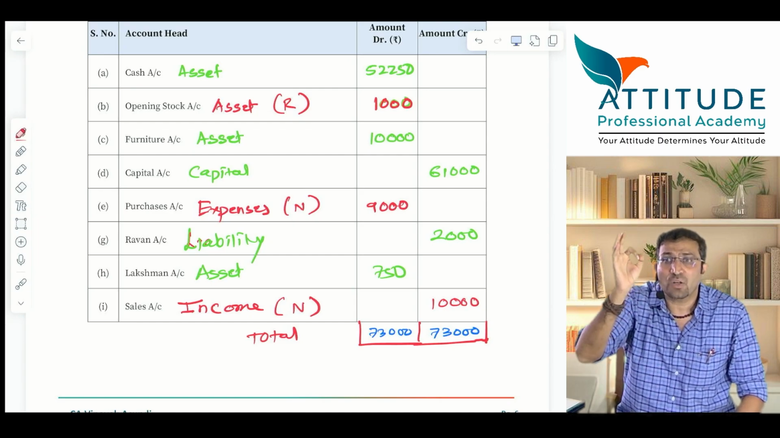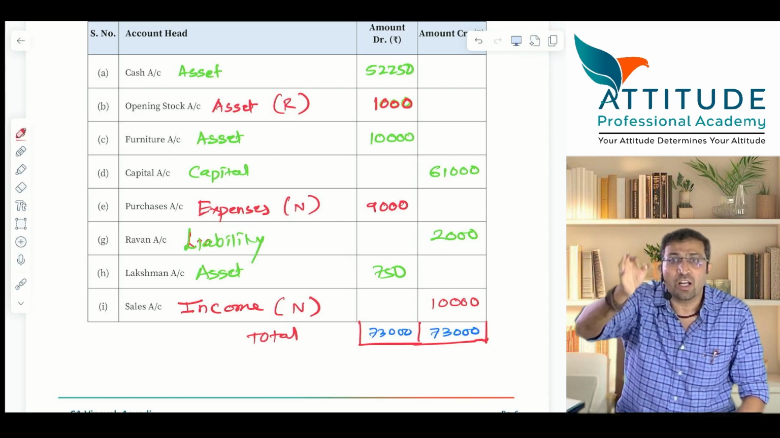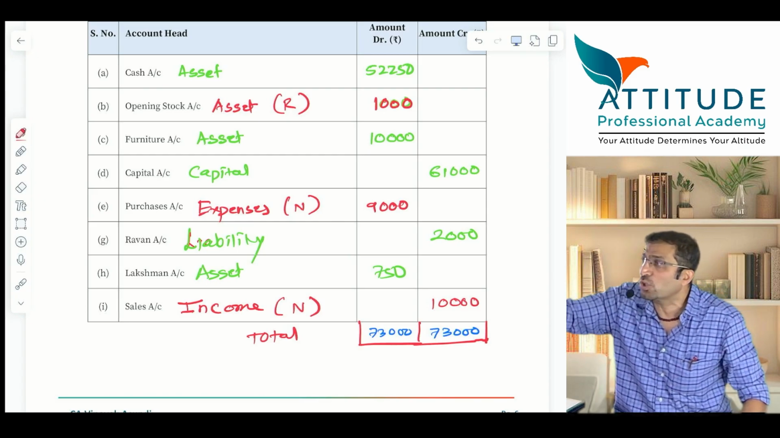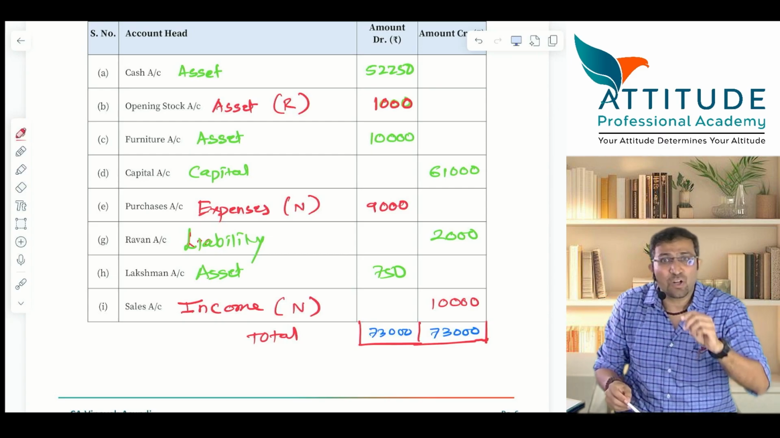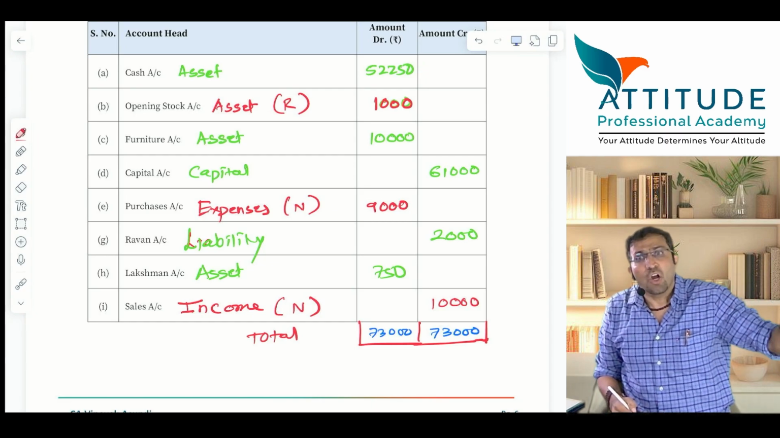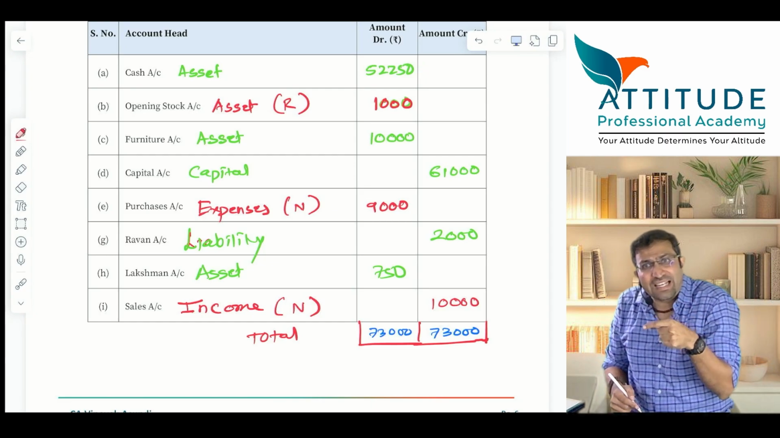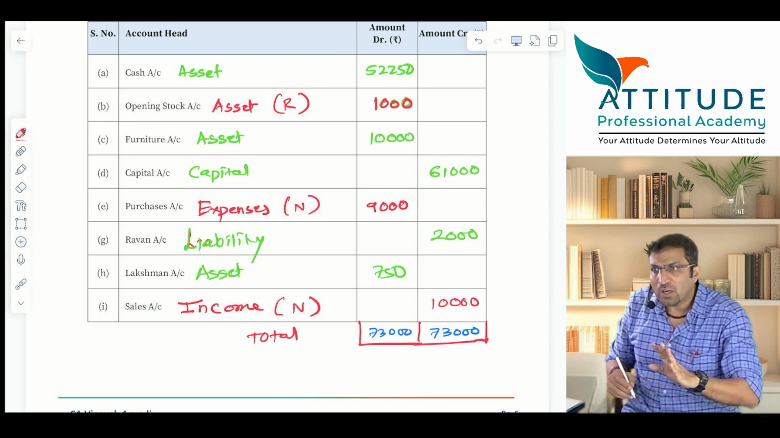All nominal accounts should get closed by passing closing journal entries. Repeat. All nominal accounts should get closed by passing closing journal entries. Items which come in trading account will go to trading account. Items which have to go to P&L account will go to P&L account. Understood? Now, I'll ask you a question.